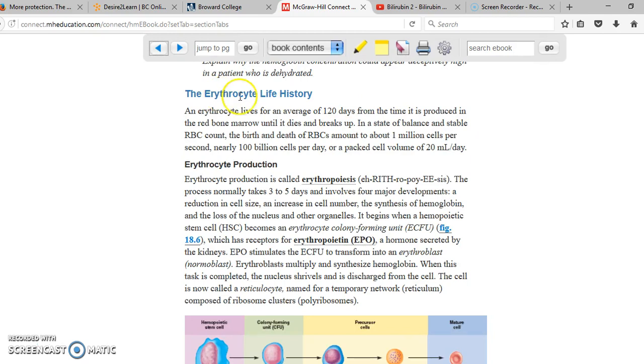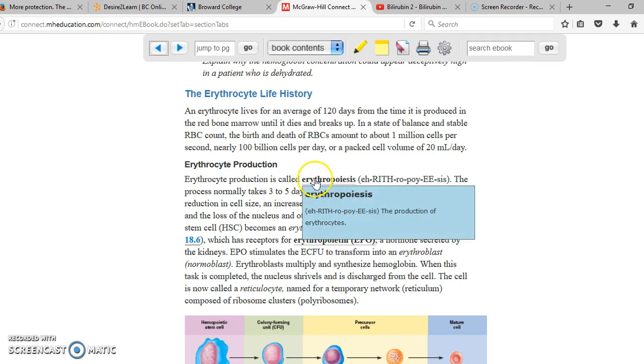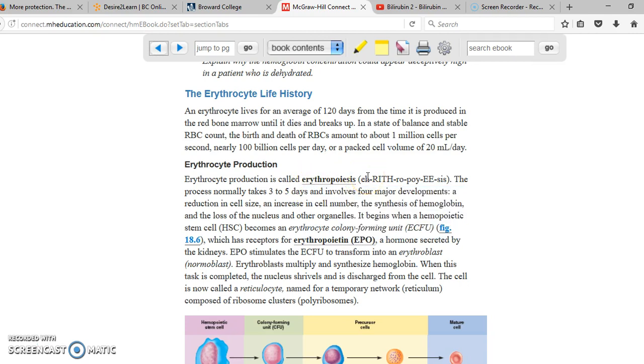The erythrocyte life history, basically where it's created, for how long it's going to live, and where it dies. The red blood cells, or erythrocyte production, is going to happen in the bone marrow by a process called erythropoiesis. Erythropoiesis is a process by which the cells that you have in your bone marrow will produce red blood cells. But all the cells in your blood are created by the bone marrow.